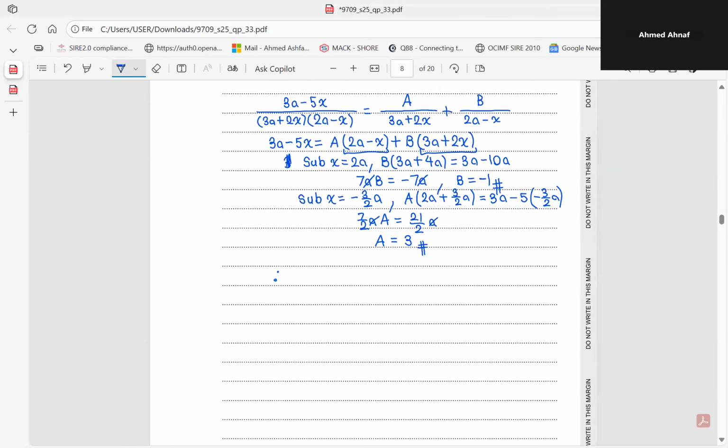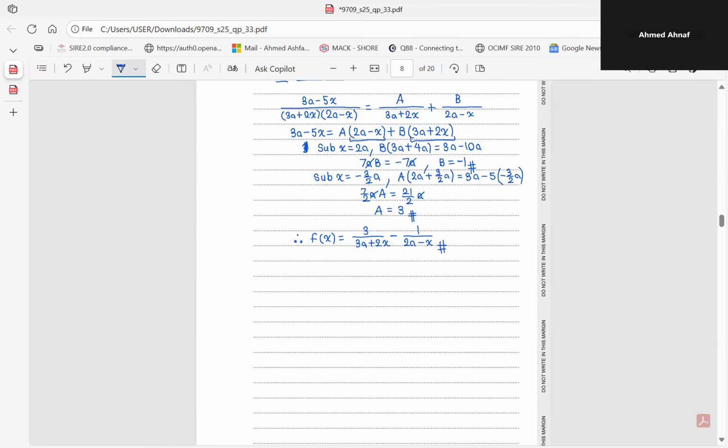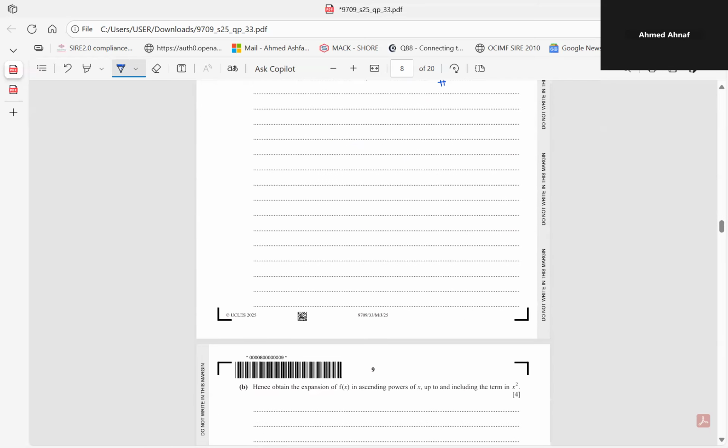Now we can express f(x) in terms of partial fractions. So f(x) would be 3 over 3a plus 2x, minus 1, since b is minus 1, and put the minus sign in here, so 1 over 2a minus x. So this is our final answer for this first part. Okay, let's head on to the next part.